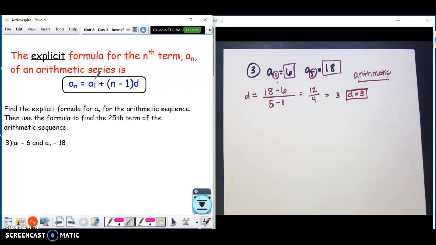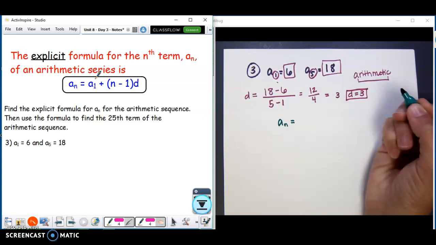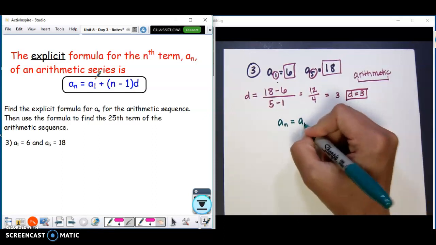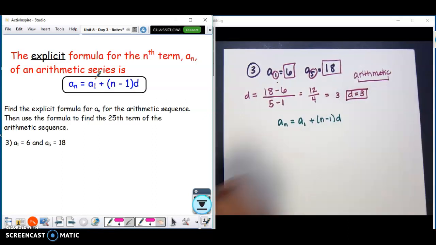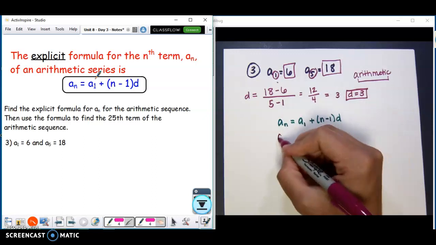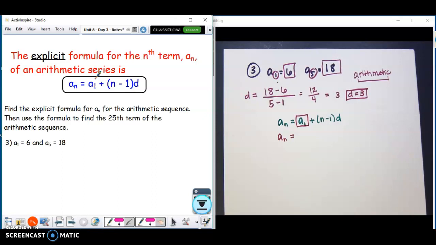Okay. So let's think about the formula that we're using here. So we know it's arithmetic, so we're using the formula from our formula sheet, or it's up here at the top. So a sub n equals a sub 1 plus n minus 1 times d. And we're just trying to write the formula, so we don't want to put anything for a sub n. That is our formula. Remember, a sub 1 stands for the first term.